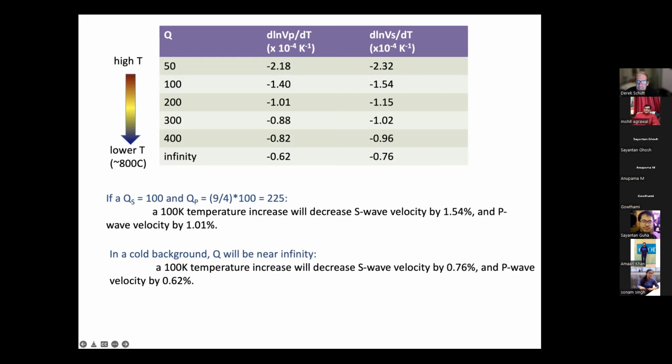So what this means is that Q, which is actually a function of temperature, affects the effect of temperature on velocities. So at high temperatures and low Q, 100 degrees is going to cause a larger velocity variation than a 100 degree variation at a colder background temperature.